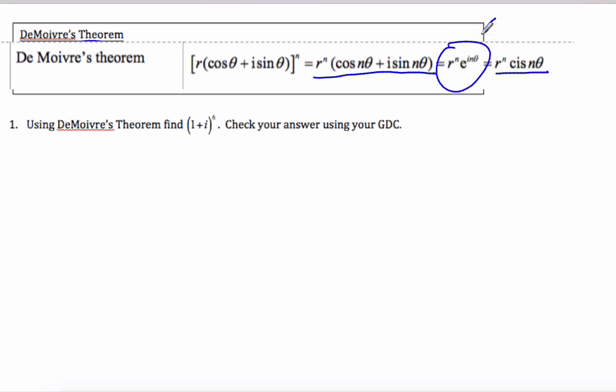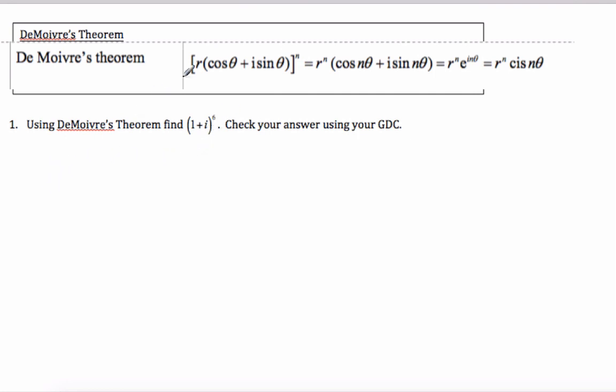This is coming shortly. But what DeMoivre's theorem says is if I take z, some complex number, to the power n, this exponent applies here, and the angle gets multiplied as well. So that's what this is saying here. And so I want to use DeMoivre's theorem to find 1 plus i to the power 6.